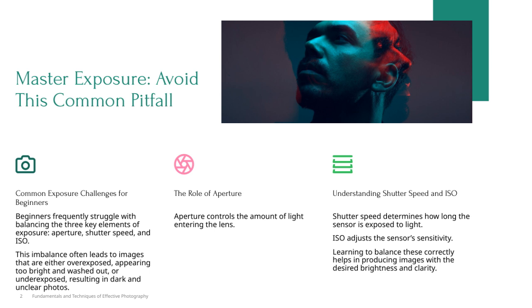Then, shutter speed determines how long your camera's sensor is exposed to that light. Longer speeds let in more light, shorter speeds less. Finally, ISO adjusts the sensor's sensitivity to light. Higher ISO values can brighten an image but might introduce noise. Mastering these three together allows you to create photos with the perfect brightness and clarity.